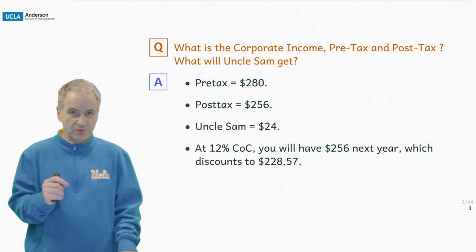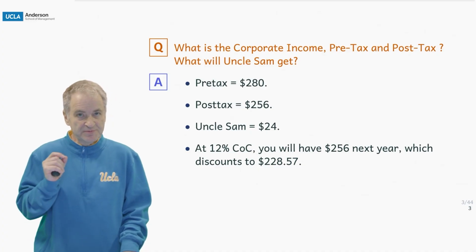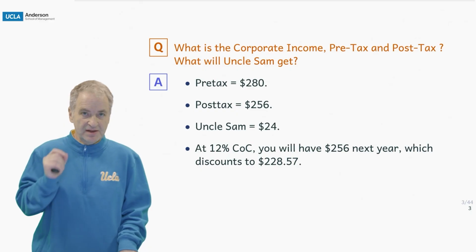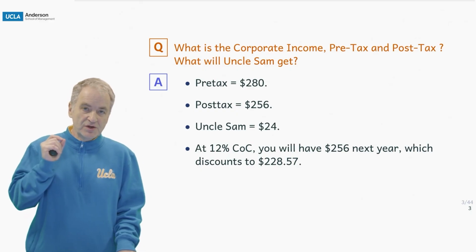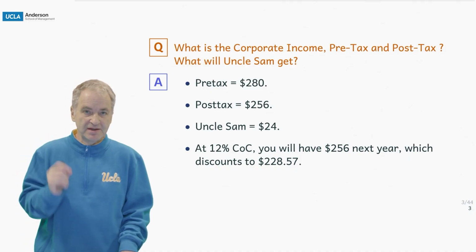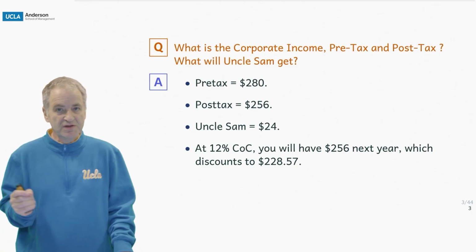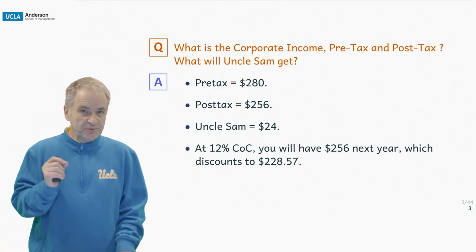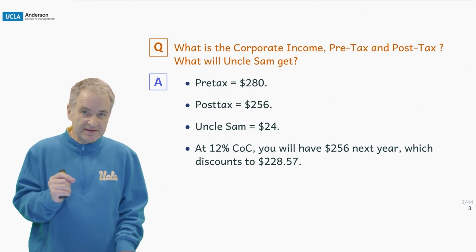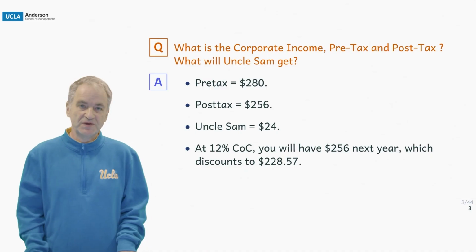Well, pre-tax, we know it's $280. Post-tax, we have to subtract off the 30% off the $80 that you gain. That is going to be $24. So you will have $256. Now, that's going to be next year. You're interested in what it's worth this year. At 12% cost of capital, you will have $256 next year, and that's going to discount to $228.57.